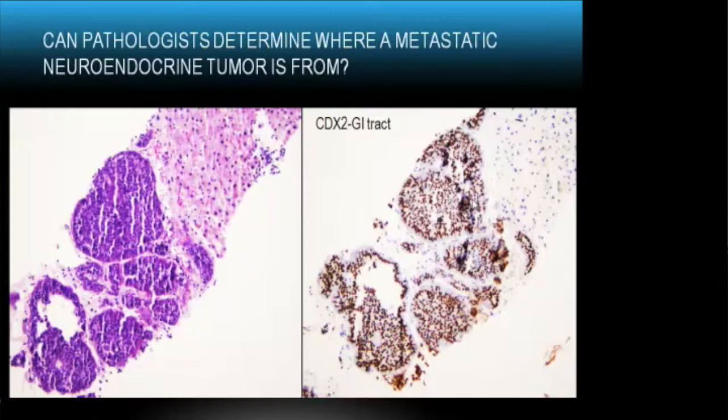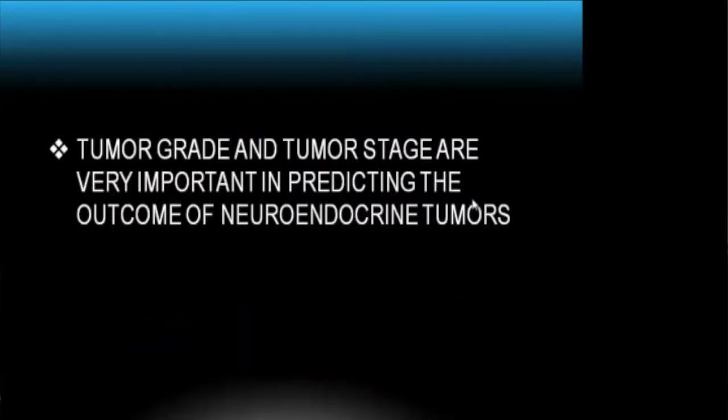That's all the information I can tell you, but we cannot tell exactly which portion of the digestive system. Basically, either small intestine or colon can all express this molecule. So that's all we can do about the location differentiation. Tumor grade and tumor stage are very important in predicting the outcome of neuroendocrine tumors. So in the next several slides, I will talk about tumor grade and tumor stage.